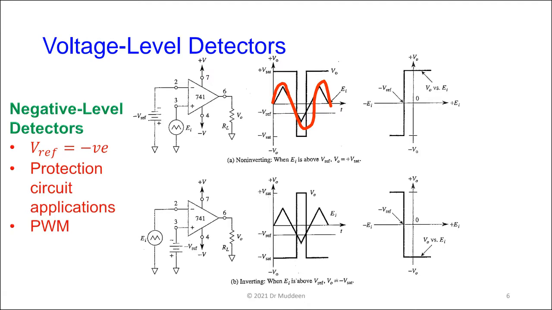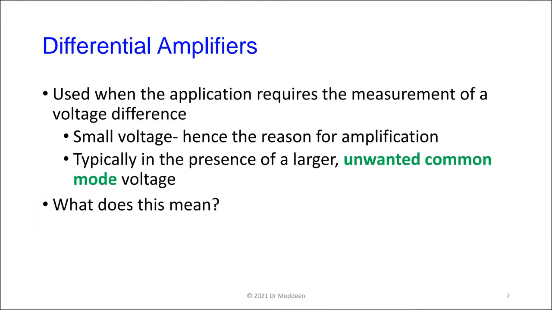Yes, sir. Thank you. Okay. Right. The other applications we're going to touch on this afternoon are differential amplifiers. There are many applications where you want to measure a voltage difference. You have some system, and you want to measure the difference in voltage between 2 points. But you actually need to measure that in the presence of a large unwanted common mode voltage. So what does that mean, and what kind of application would that be?